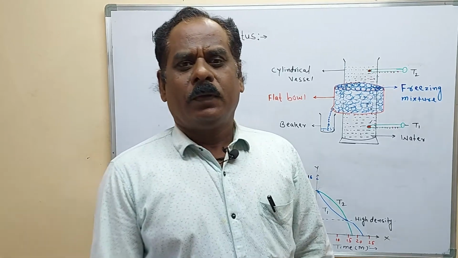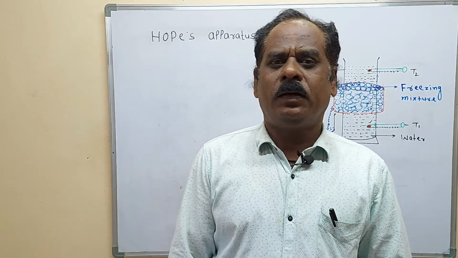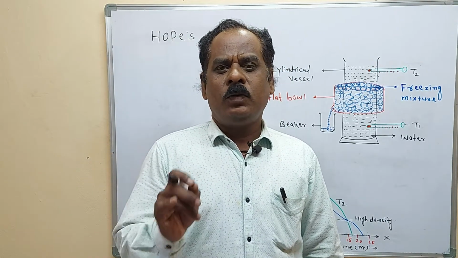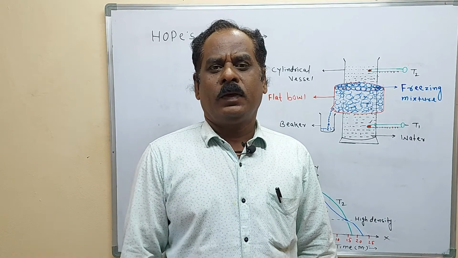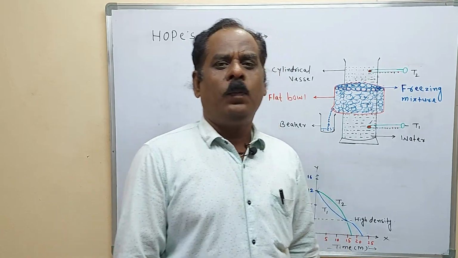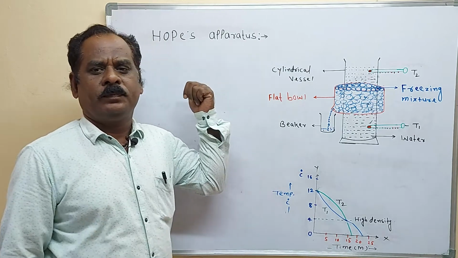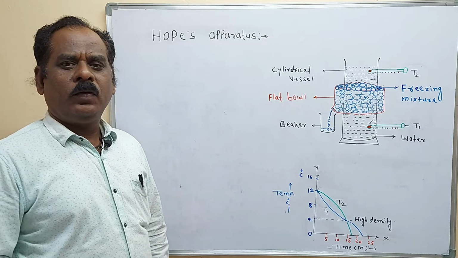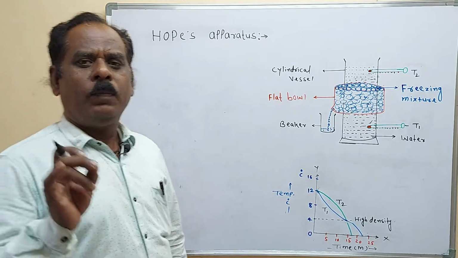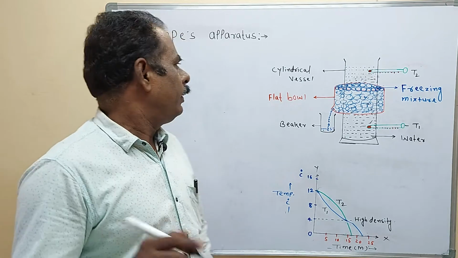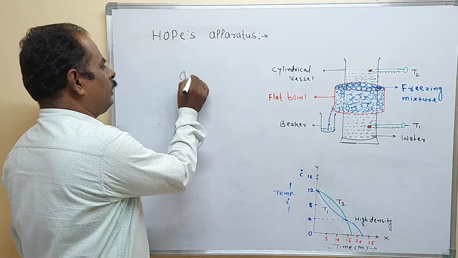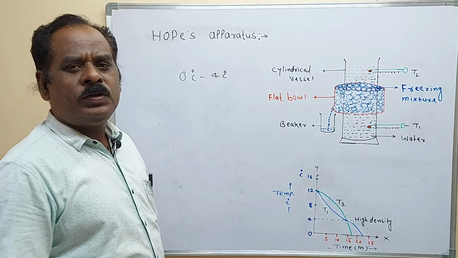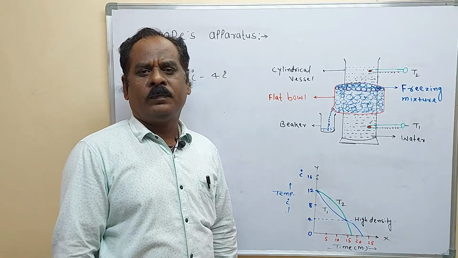Hello student, in the previous video you studied the anomalous behavior of water. This anomalous behavior of water can be studied with the help of Hope's apparatus. You know the anomalous behavior. What is the anomalous behavior? Water shows abnormal behavior between 0 degree Celsius and 4 degree Celsius temperature. That behavior is known as the anomalous behavior.